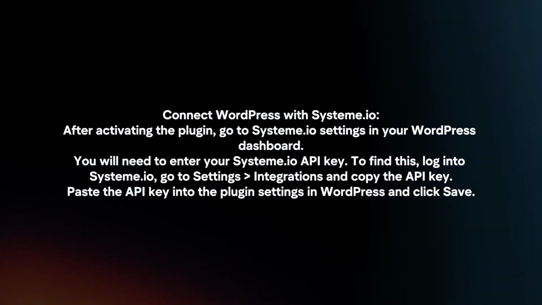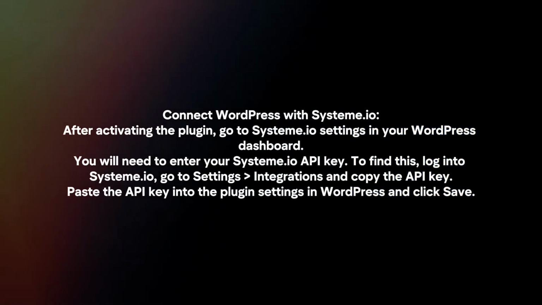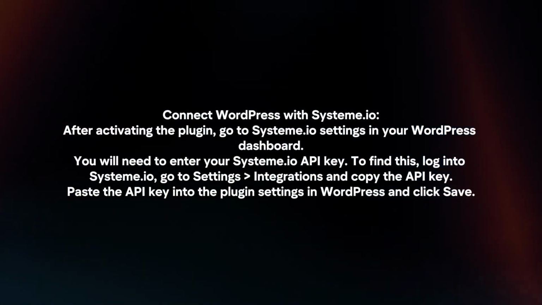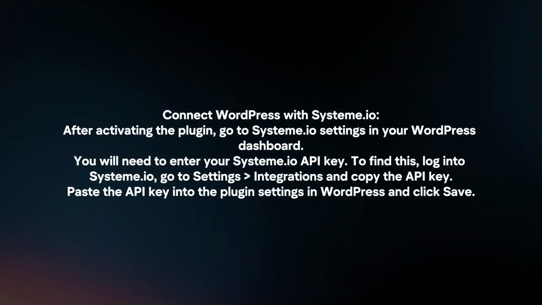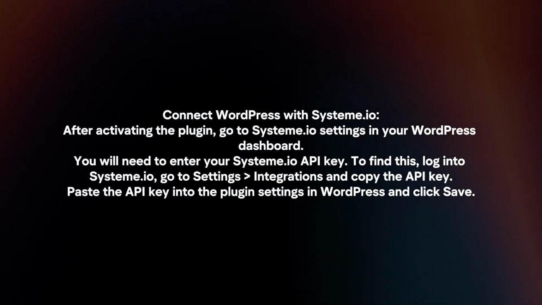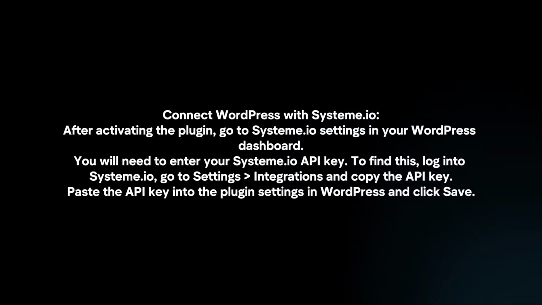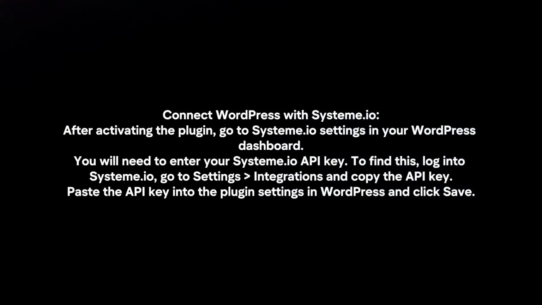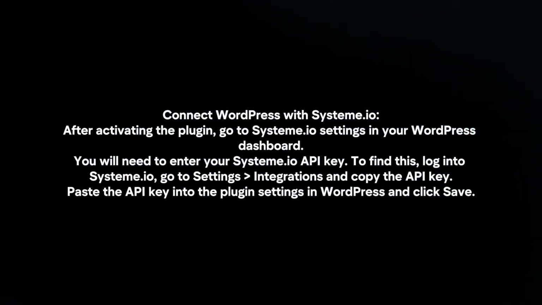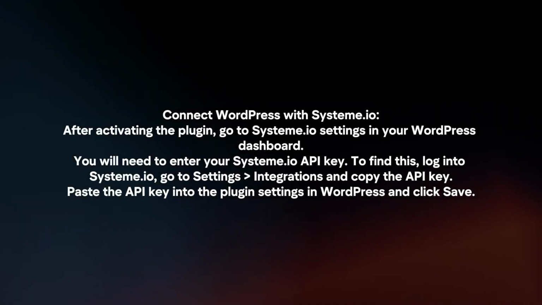Connect WordPress with System.io. After activating the plugin, go to System.io settings in your WordPress dashboard. You will need to enter your System.io API key. To find this, log into System.io, go to Settings, Integrations, and copy the API key. Paste the API key into the plugin settings in WordPress and click Save.